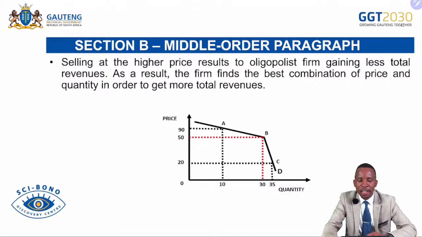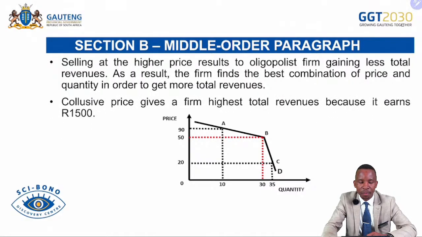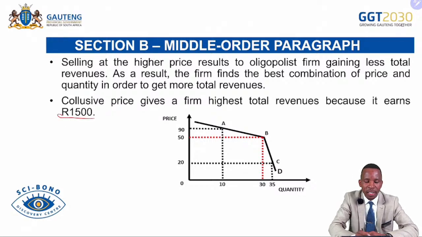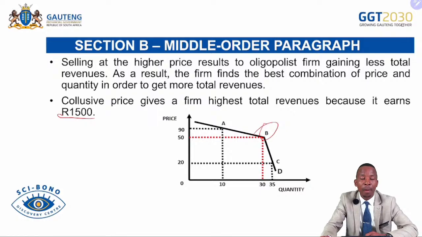As a result, the firm finds the best combination of the price and the quantity in order to get more total revenues. Collusive price gives a firm higher total revenues because it earns 1,500. This is our collusive price that allows the firm to earn more total revenues. So if the firm is selling at the higher price, which is 90 rand, or selling at the lowest price, which is 20 rand, the firm earns less total revenues as compared to when the firm is selling at 50 rand.